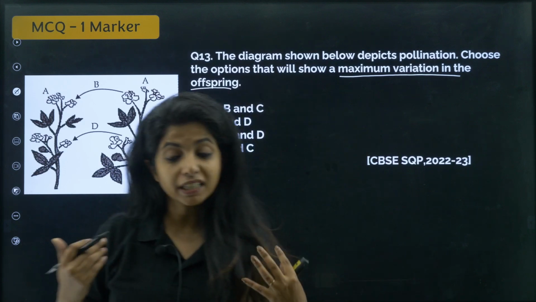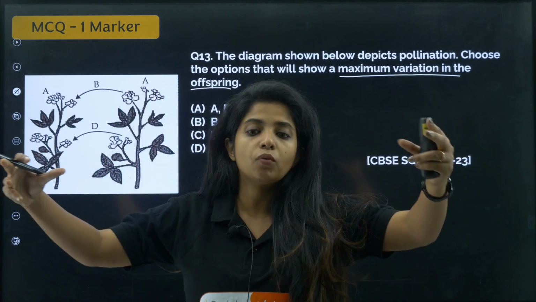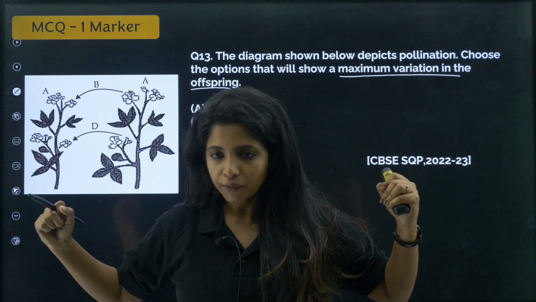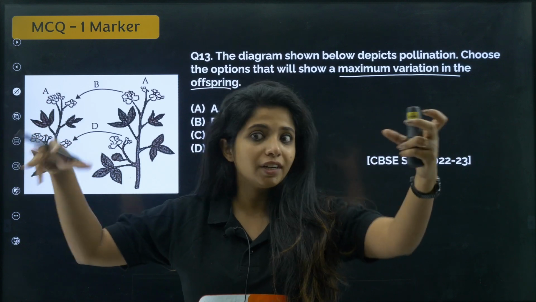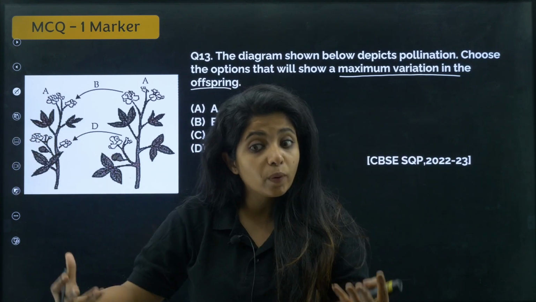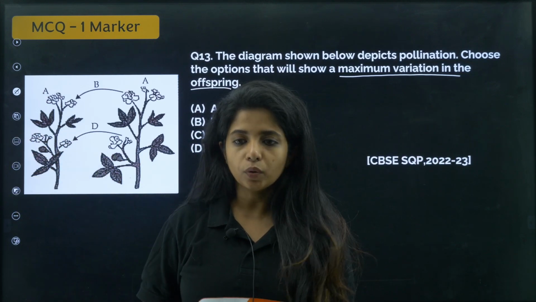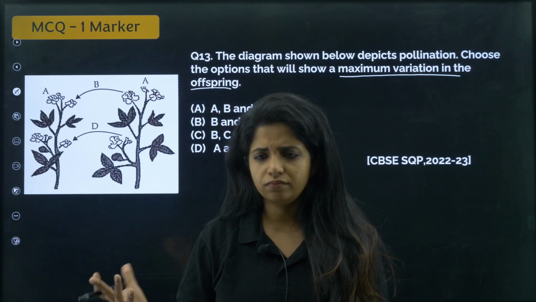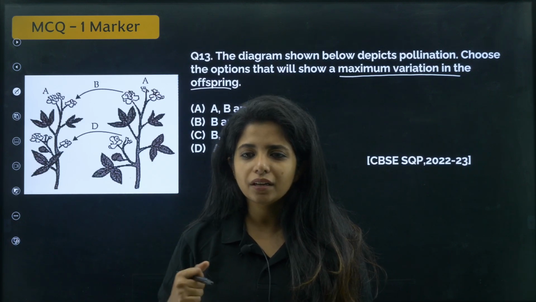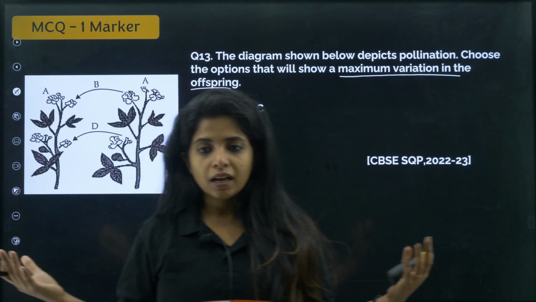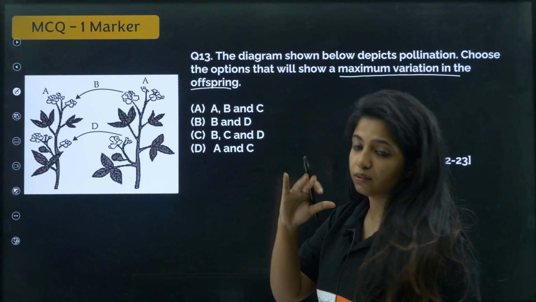Basically, maximum variations appear when there are 2 parents involved in the process of sexual reproduction. When there are 2 parents involved, that means 2 genetic materials come together and give a whole new variety. If there is only 1 parent involved, then there is only 1 genetic material, there is no exchange of things. So basically there will be lesser variation.